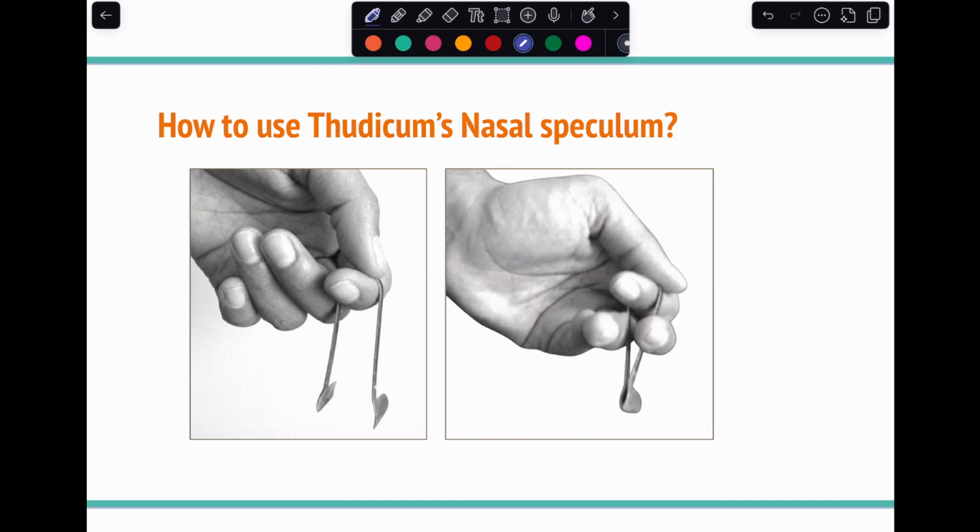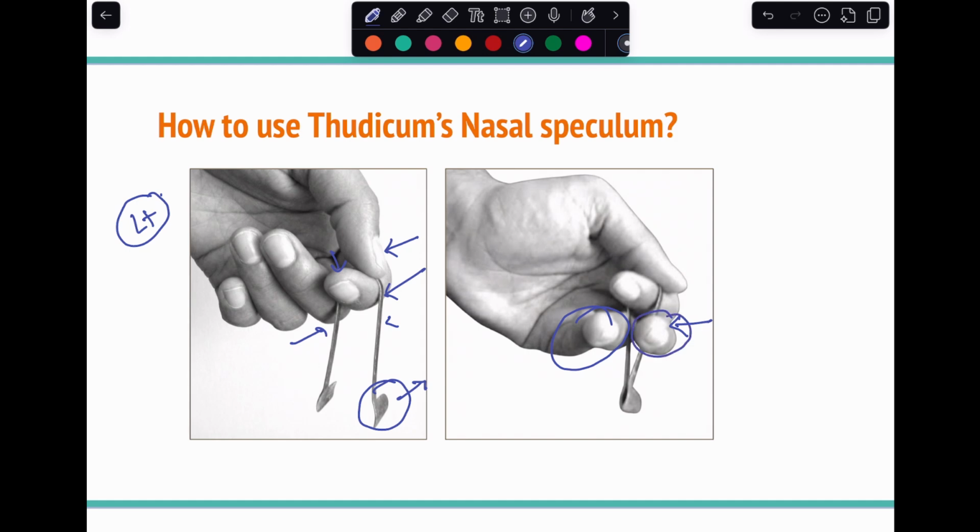First of all, the speculum is held at the junction of the two prongs, and you hold it with the help of the index finger as well as the thumb in the left hand. So you have to remember that you hold it in your left hand, and these blades should be pointing towards your patient. And these two prongs have a spring action. You control the spring action with the help of the ring finger as well as the middle finger.